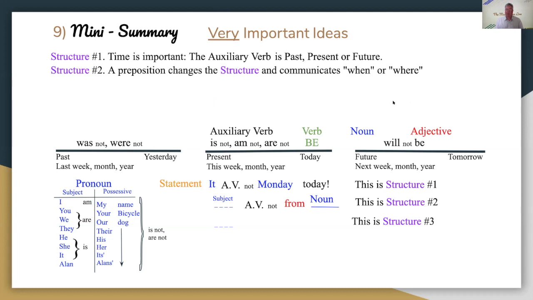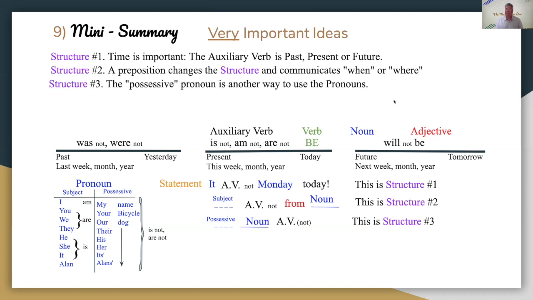I am not from America. I am from Australia. We can also use the possessive pronoun with a noun in the negative or the positive form, and that is structure number 3.